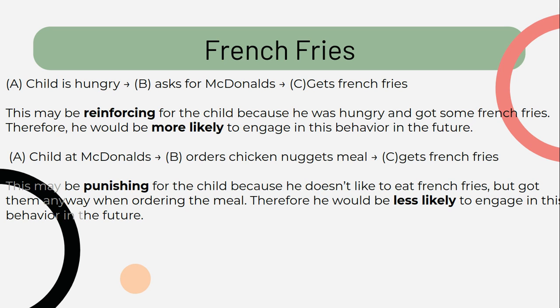Next time, they might just order the chicken nuggets or order something else entirely to avoid that consequence of getting the French fries. And I believe that is our last example. So hopefully this was helpful and kind of explained the ABCs of reinforcement and punishment and helped you see a little bit how that works.